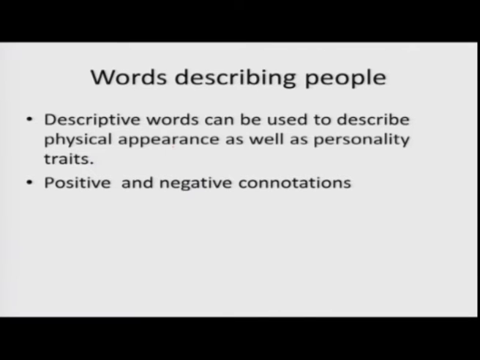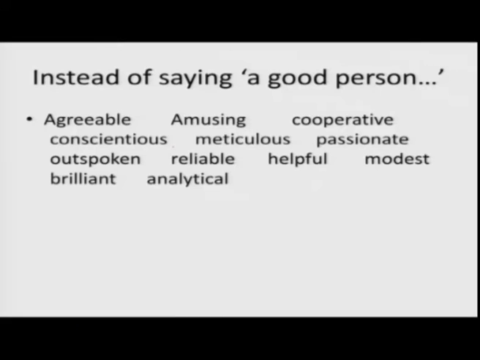So, let us imagine you are describing people, say the appearance of a person or the character of a person. One possibility is you can say he or she is good looking, he or she is a good person, or he or she is bad. These words, good and bad, are very common, but they are very general and do not mean anything specific. So, now let us look at these examples.